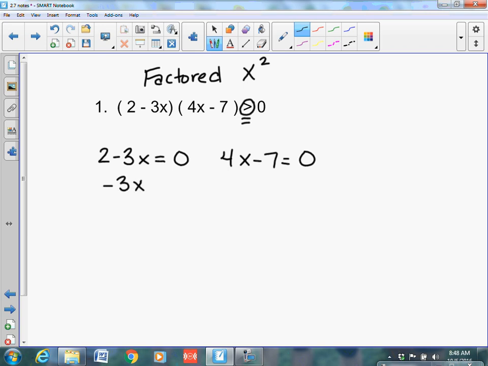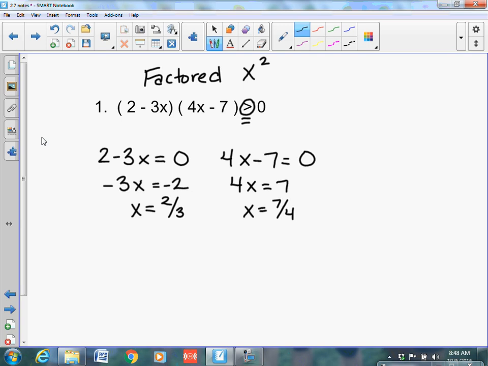Negative 3x equals negative 2. X equals a positive 2/3 for this one. The second one, 4x equals 7. X equals 7/4. Yeah, they're not pretty answers, but that's the way college algebra is.